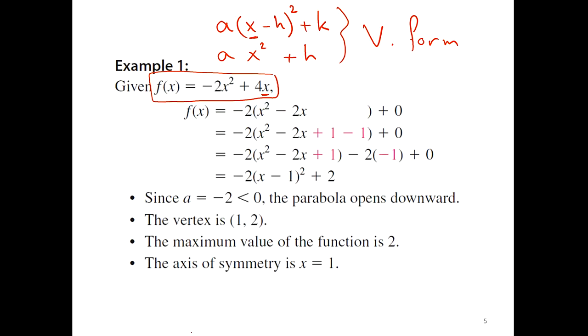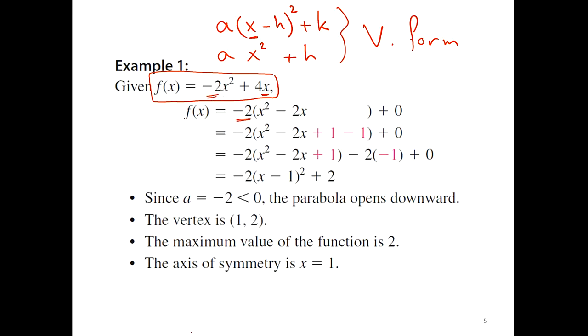Now, if we need to convert this quadratic function to vertex form, we must complete the square. First step, take the coefficient of x squared as a common factor.